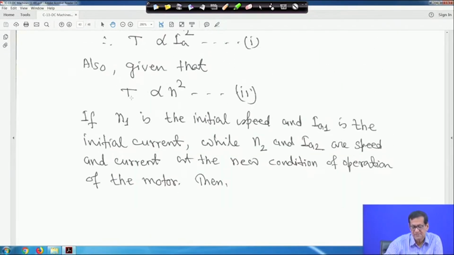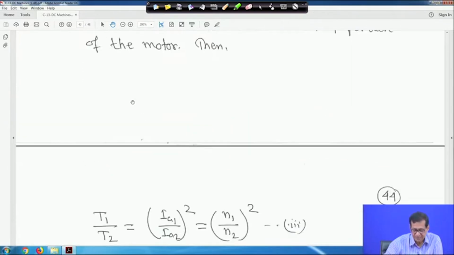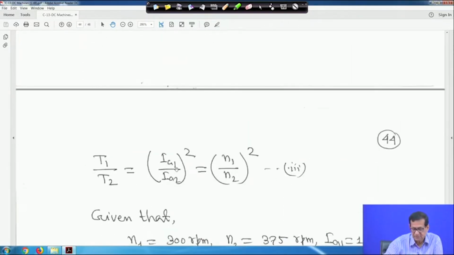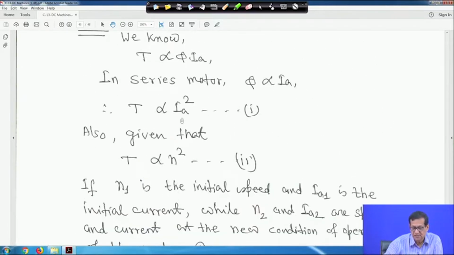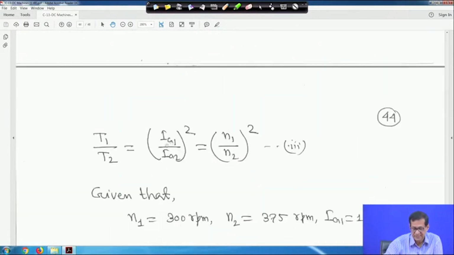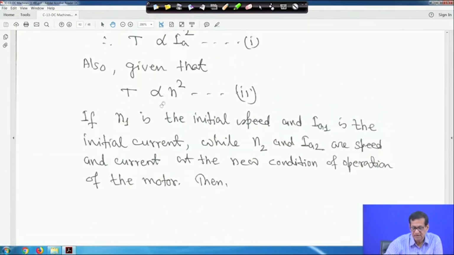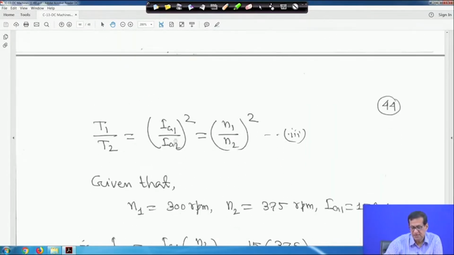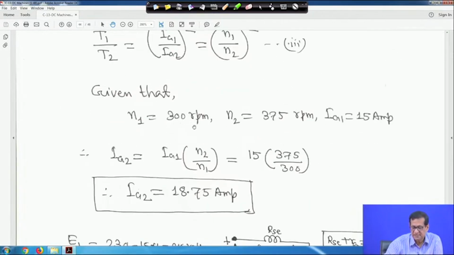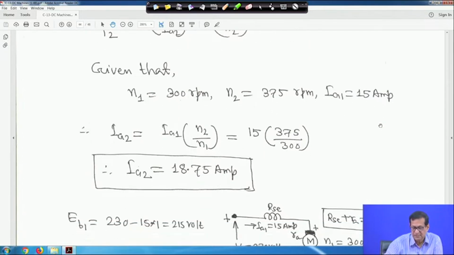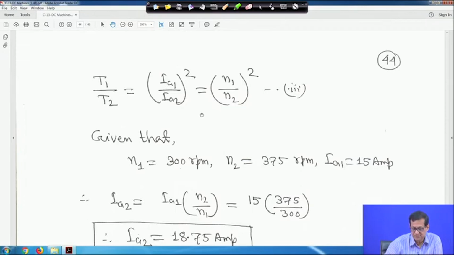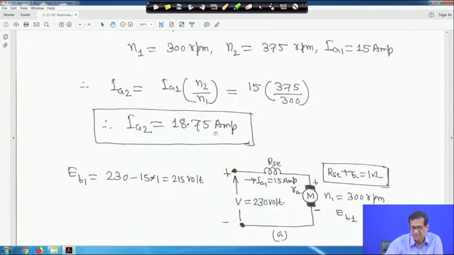because T is proportional to N square, in the first case torque is T1, second case torque is T2, say, then T1 upon T2 is equal to Ia1 upon Ia2 whole square, because torque is proportional to Ia square, right, and it is given that torque is proportional to N square. That means, T1 by T2 is equal to Ia1 by Ia2 whole square is equal to N1 upon N2 whole square. This is equation 3. Now, it is given N1 is equal to 300 rpm, N2 is equal to 375 rpm and Ia1 is equal to 15 ampere. From these two equations you can find Ia2 will be 18.75 ampere, right.